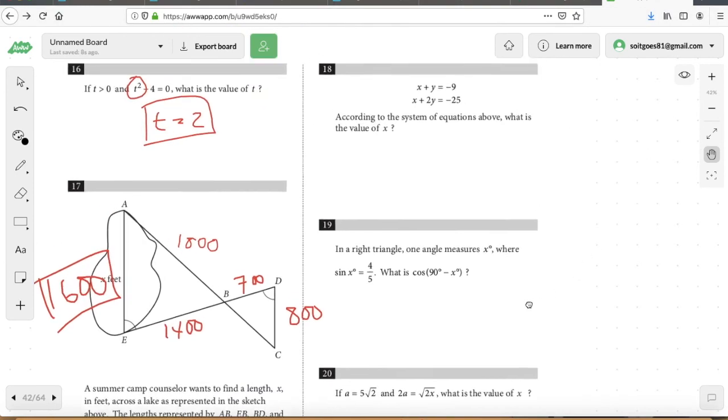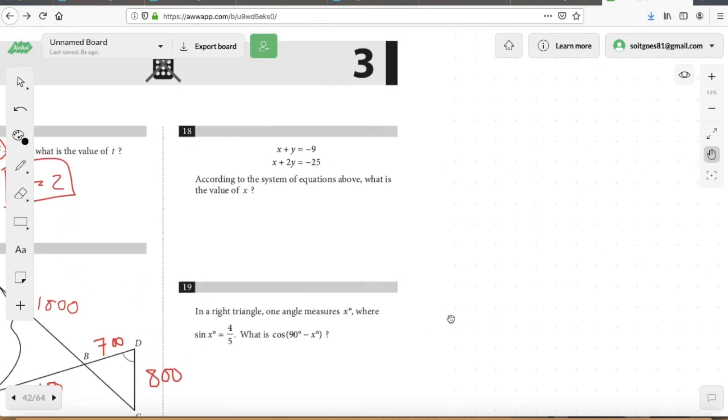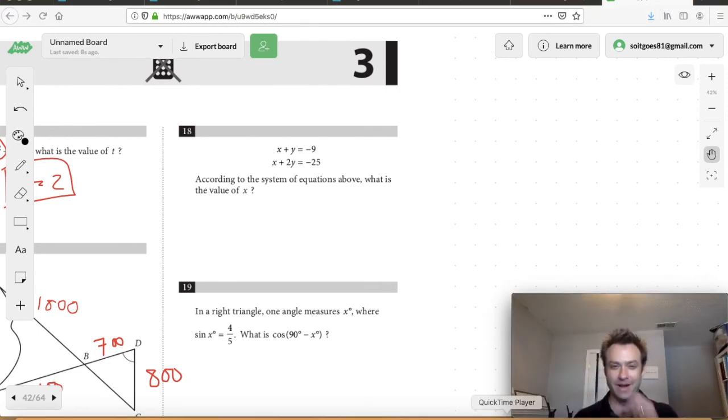Let's go to question number 18. I'm going to have to do some algebra here. So we got a system of equations. According to the system of equations above, what is the value of x? All right, we're going to do the elimination method here. There's no other way to do this with plugging in values. I mean, you could try. It would take forever to pick and set the values. We're going to do some algebra. So the nice thing about systems of equations is that you can add and subtract equations just like anything, right?